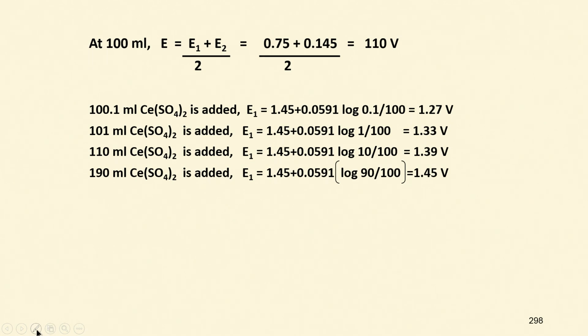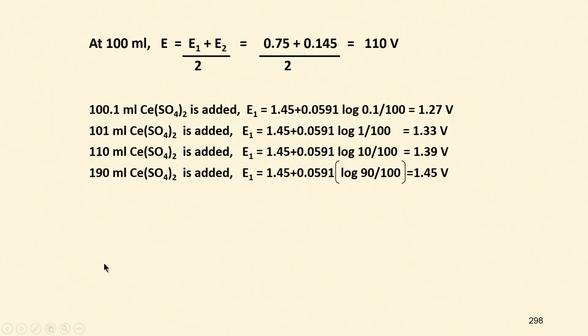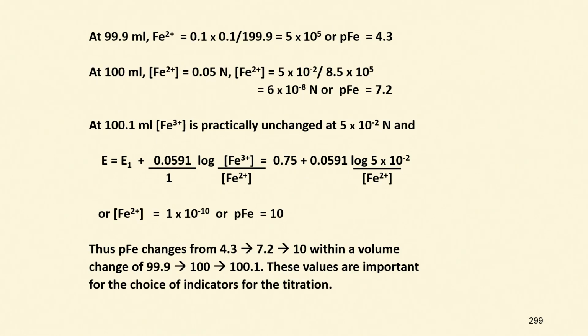So, the drastic change occurs only between 99.9 and 100.1. At 99.9, 100 and 100.1, there is a sudden change in the slope of the curve, and I get my end point. So, it is very simple and straightforward, with a huge change at the equivalence point, and I should be able to complete my titration without any problem at all.